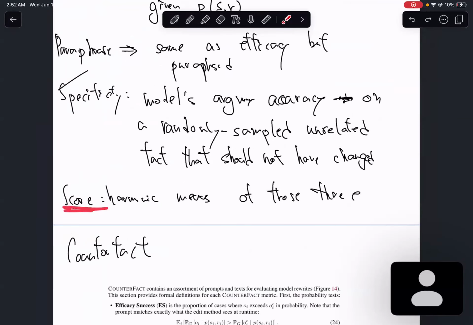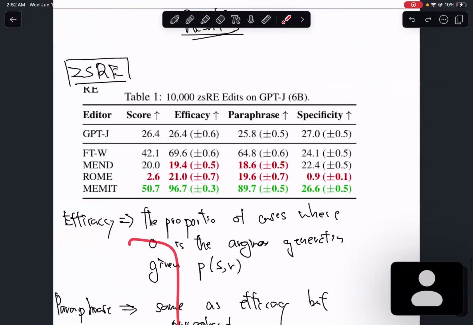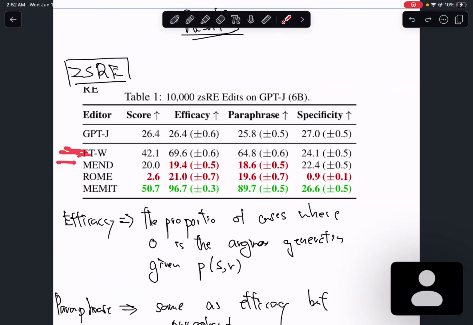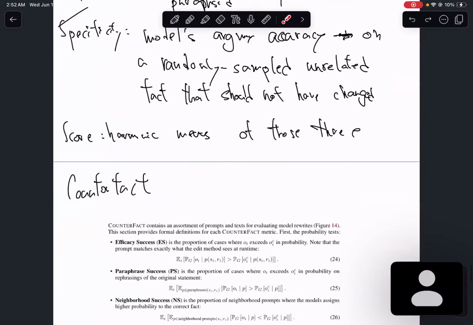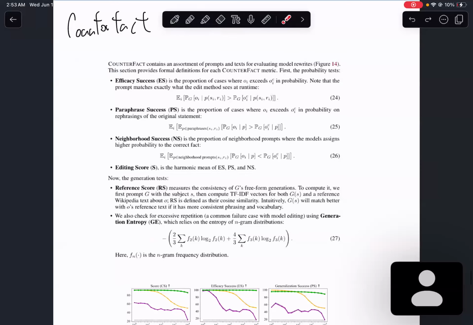And then you have the score, which is the harmonic mean of these three metrics. You can see here MEMIT performs really, really well. In fact, it performs the best out of all the fine-tuning methods, MEND, and ROME. Now let's look at the counterfact. The counterfact also has these things, pretty similar to the ones above.